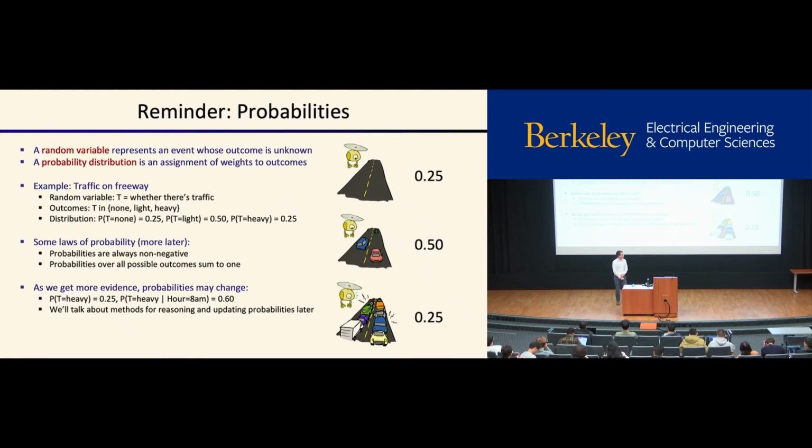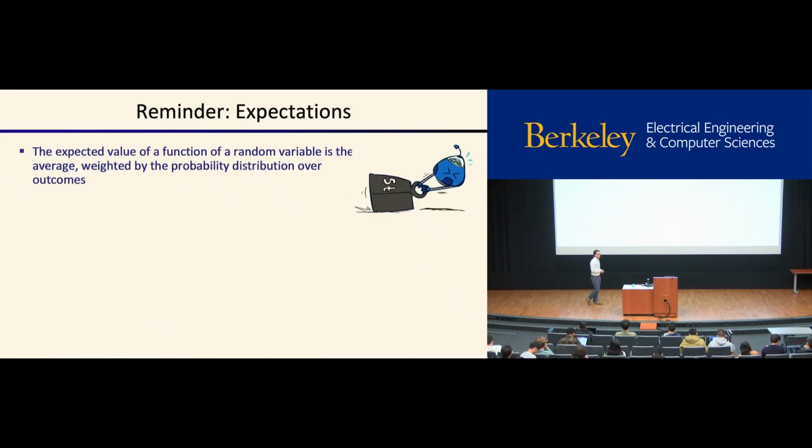If we have some extra information, like we know that it's early in the morning, like rush hour, we might know that there's going to be more traffic than if it's not rush hour. We'll get to updating our probabilities based on events, but that comes later. With expectations, all we have to do is say that the expected value of a function of a random variable is the average of that function weighted by the probabilities for that random variable.